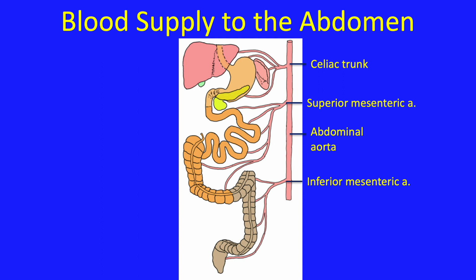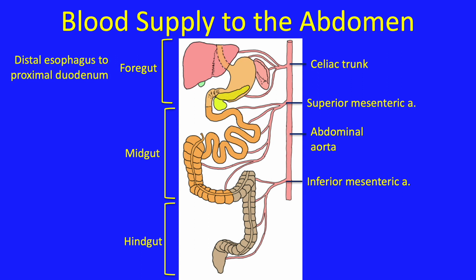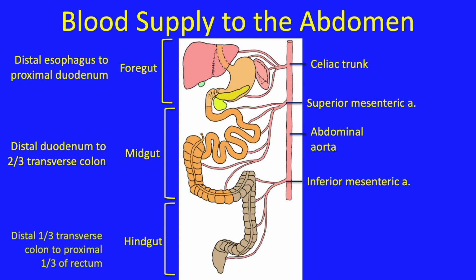The celiac artery provides arterial blood to the foregut. The superior mesenteric artery provides arterial blood to the midgut, and the inferior mesenteric artery supplies the hindgut. As briefly described previously, the foregut extends from the distal esophagus to the duodenum. The midgut encompasses the distal duodenum to approximately 2/3 of the way of the transverse colon, and the hindgut is indicated from the transverse colon to the proximal 1/3 of the rectum.